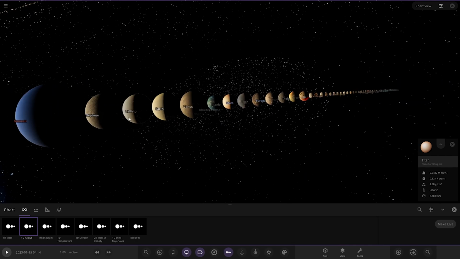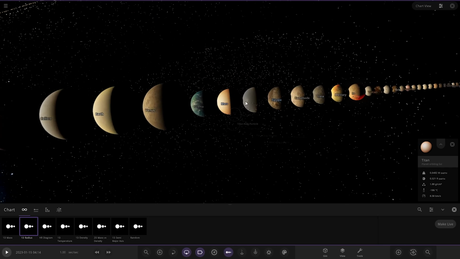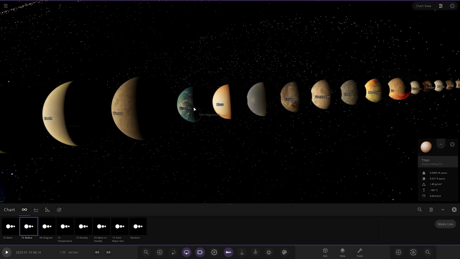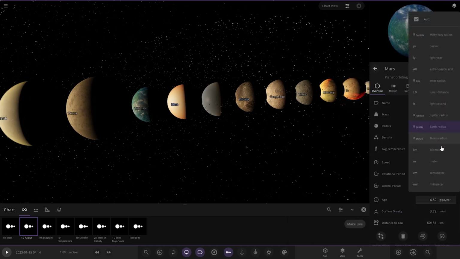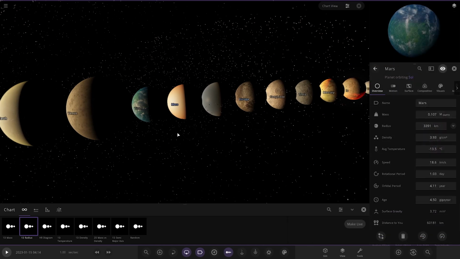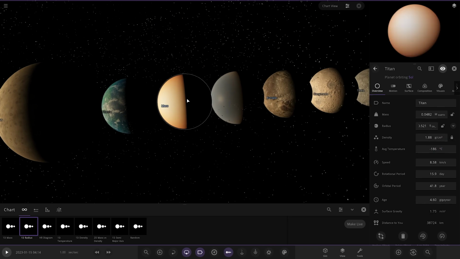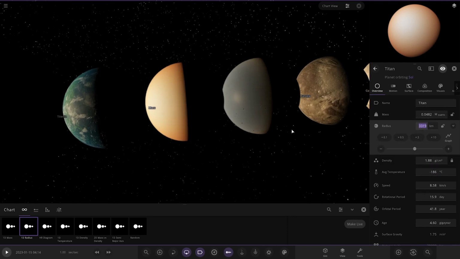Or is it? Or is Mars smaller than it should be? That's weird, actually. What's going on with Mars here? Kilometers. Okay, so Titan is bigger than normal then. Yeah, that's a lot bigger than normal Titan. Kilometers. Yeah. Okay.